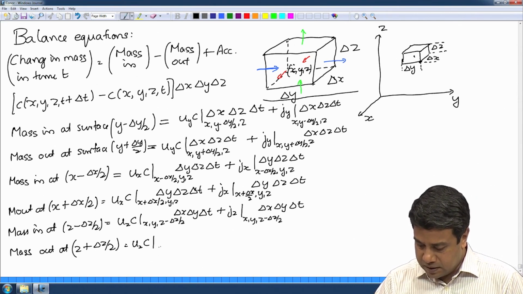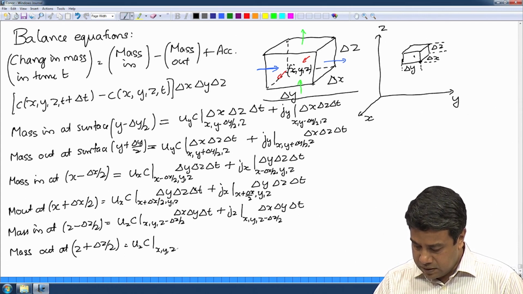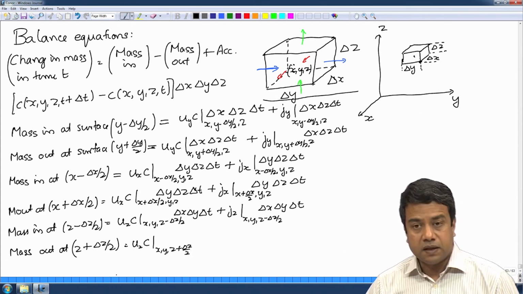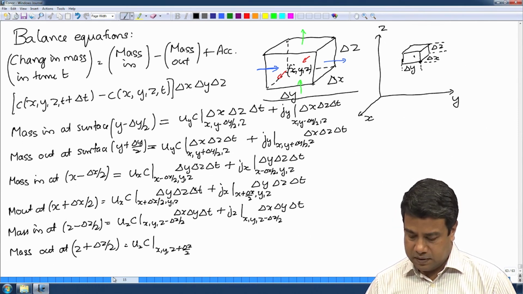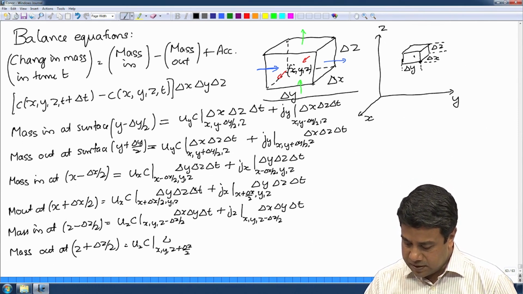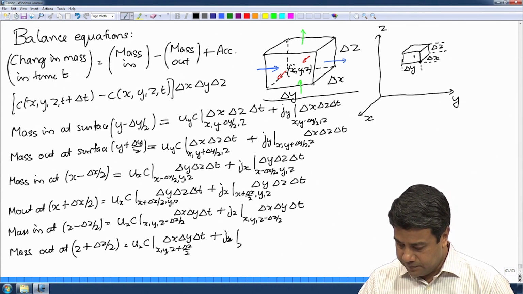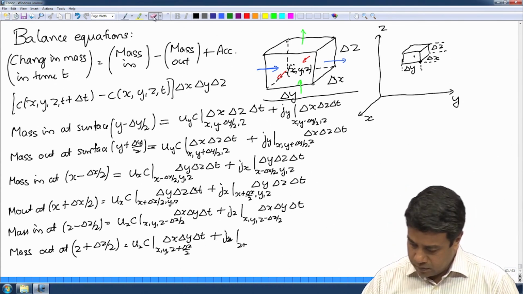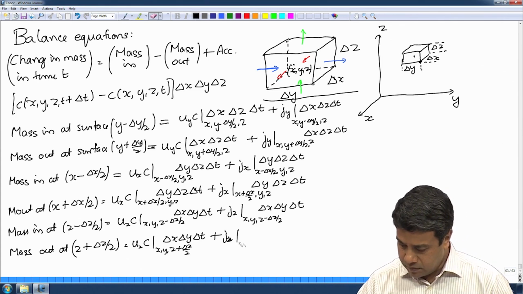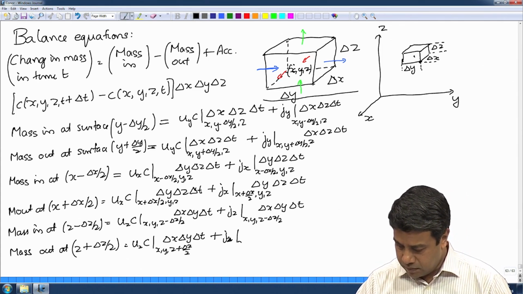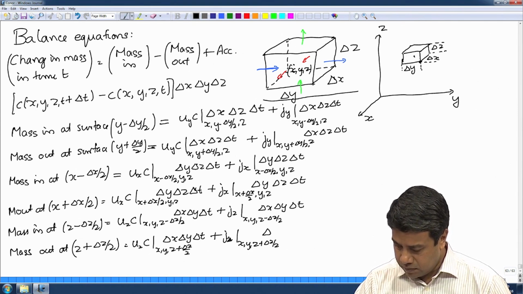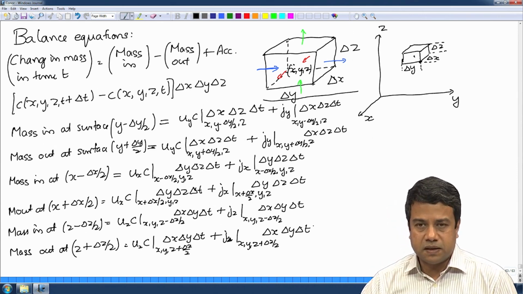uz times concentration at x, y, z plus delta z by 2, that is the mass leaving at the surface on top, at z plus delta z by 2, times the surface area delta x, delta y, delta t, plus jz at that location. So, those are the masses in, the masses out.